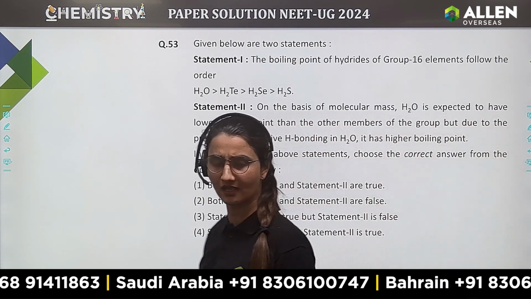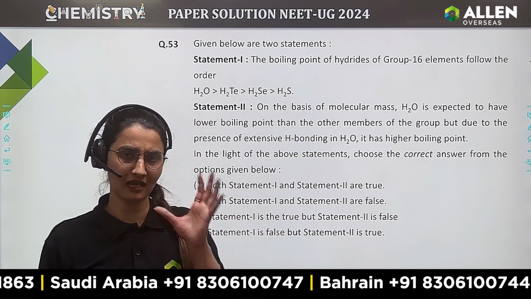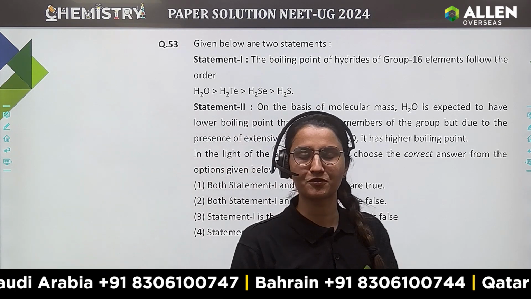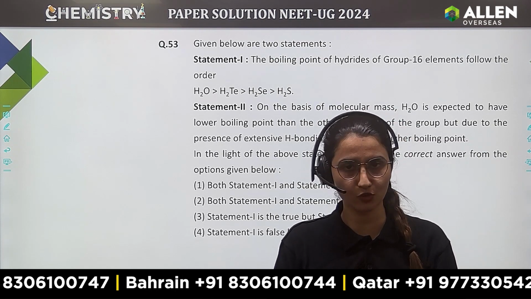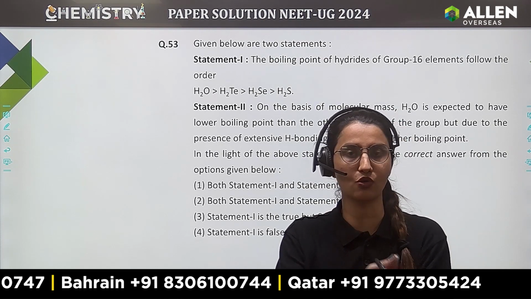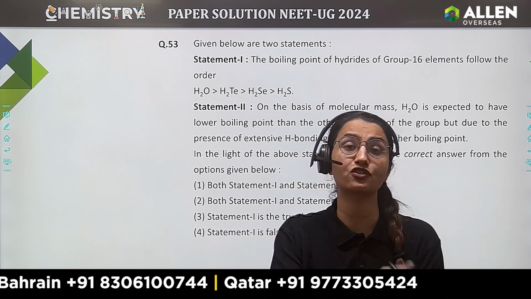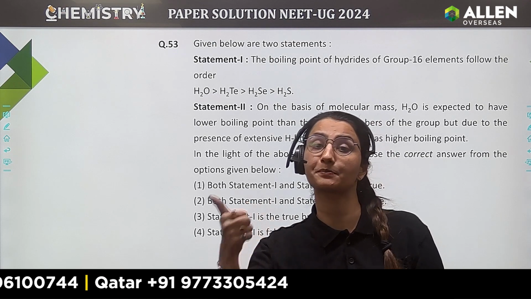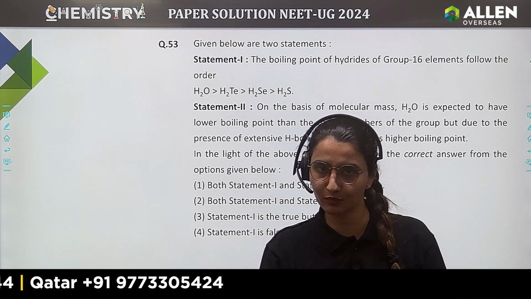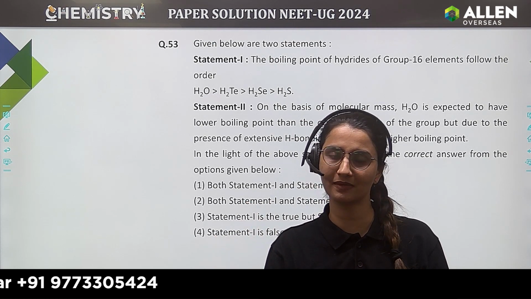See, students, I'm sure you must have studied this exception very clearly, that in group 15 NH3 undergoes hydrogen bonding, H2O undergoes hydrogen bonding, HF undergoes hydrogen bonding. So they show exceptional order of their boiling points because of hydrogen bonding, melting points also, yes.